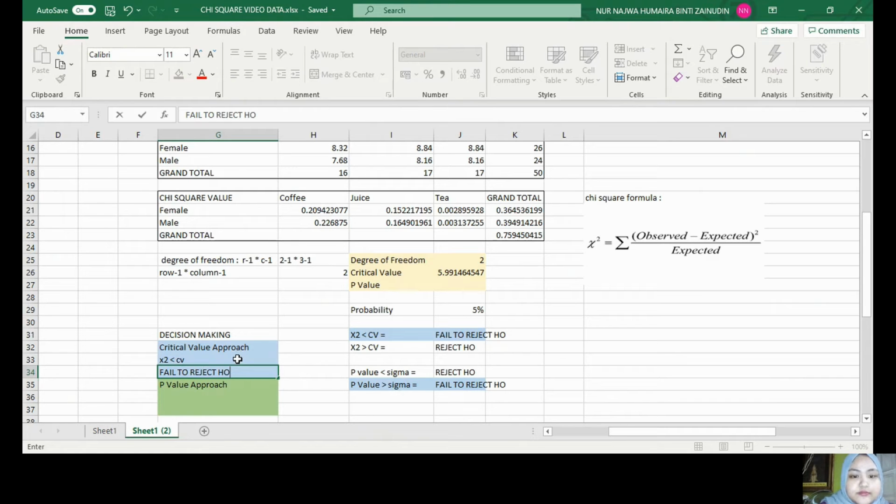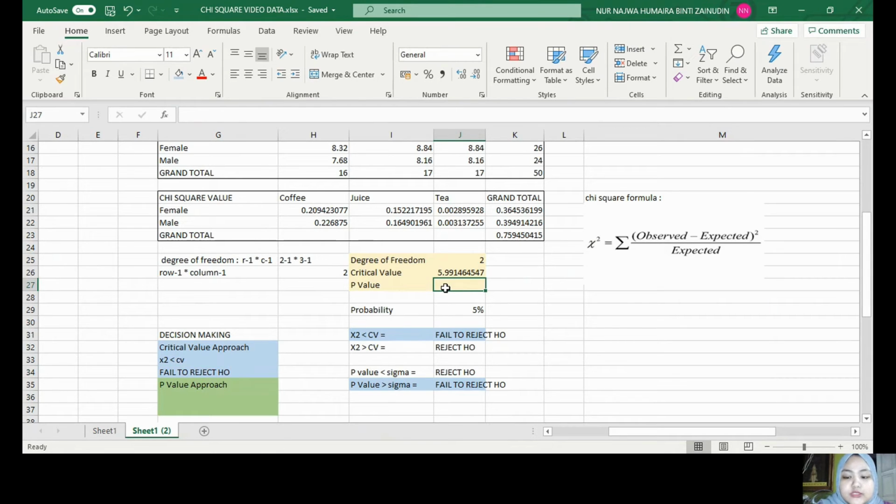Next, for the p-value approach, we will use the formula CHISQ.TEST.